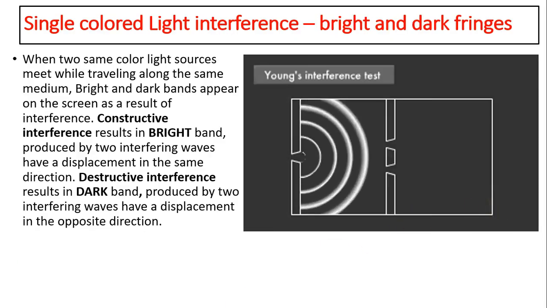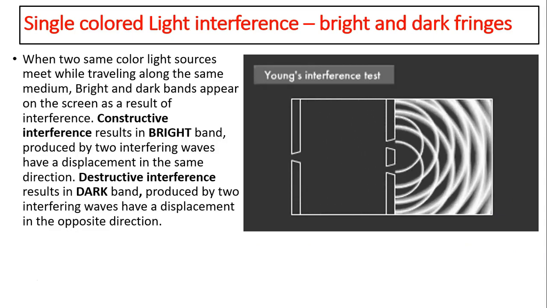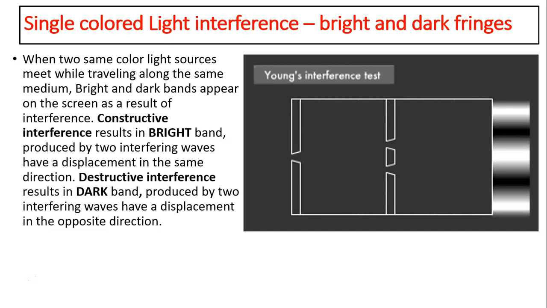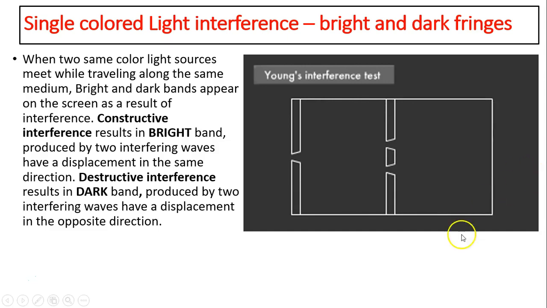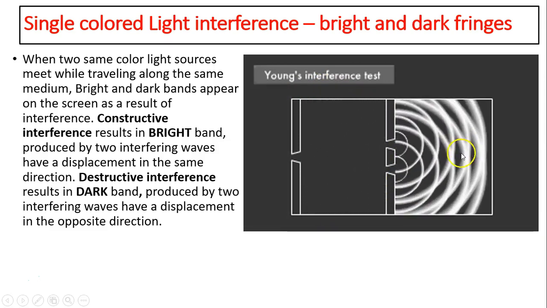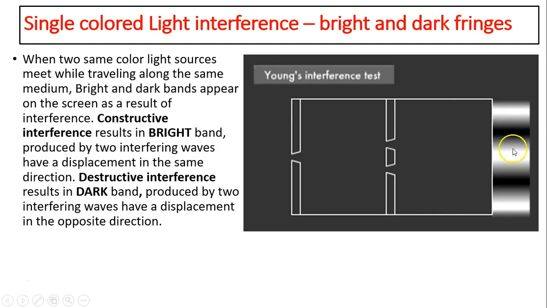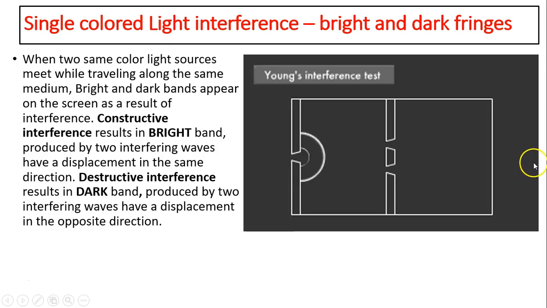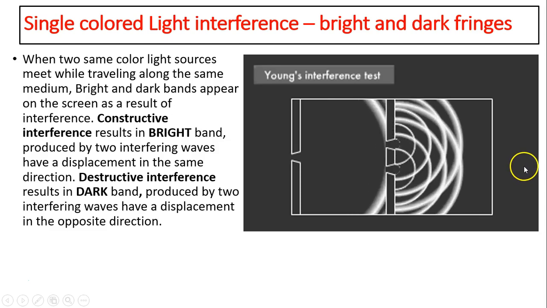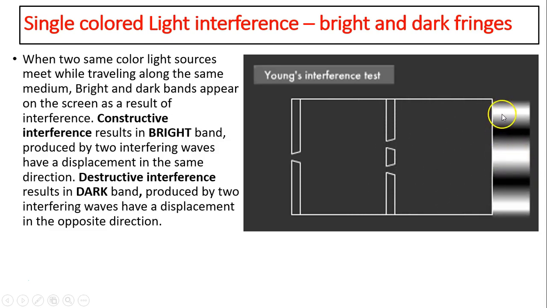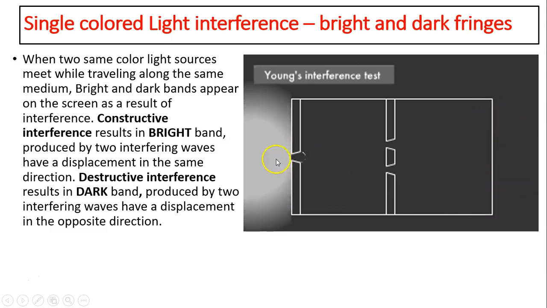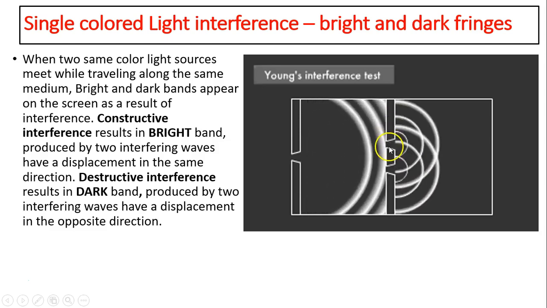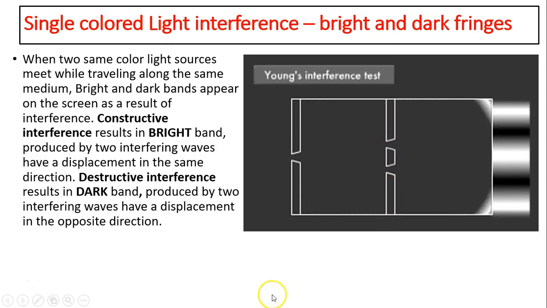What happens when single-colored light interferes? The single-colored light interference will produce bright and dark fringes. Here's light coming. This is the famous Young's interference test. Part of the light goes here, and they interfere. They produce bright and dark spots. A dark spot is destructive interference. A bright spot is constructive interference. Constructive, destructive, constructive. So we can also measure the distance between these to figure out the wavelength. And we can also measure the size of the opening.